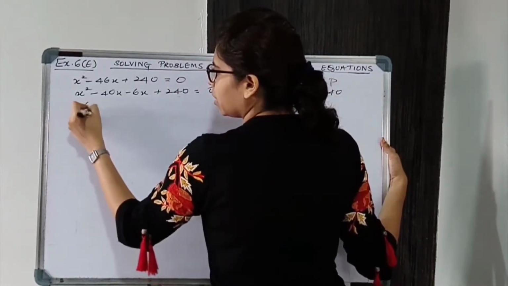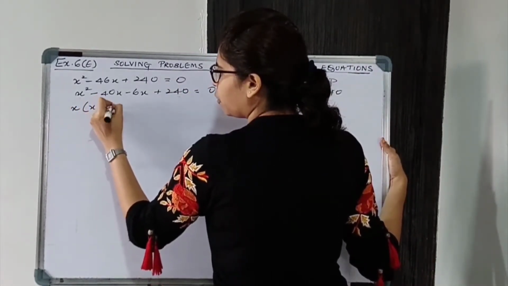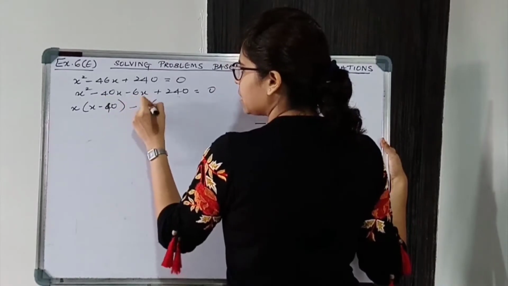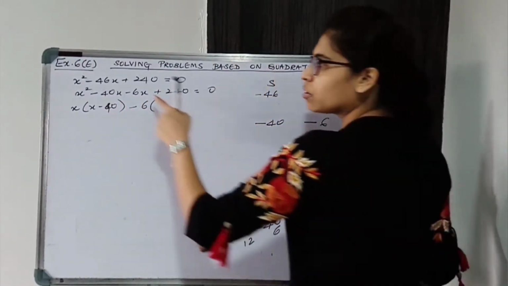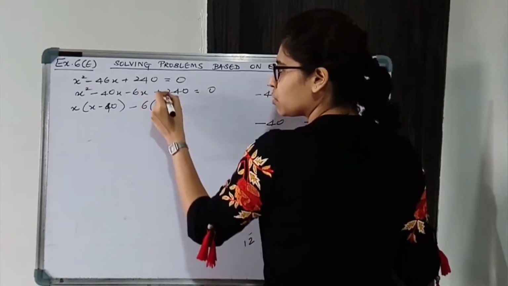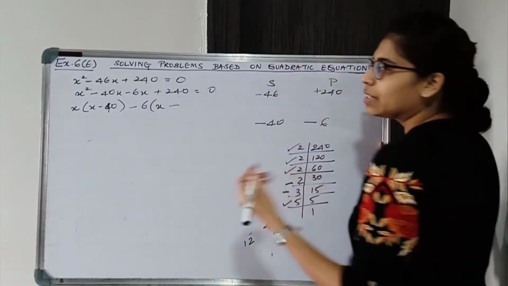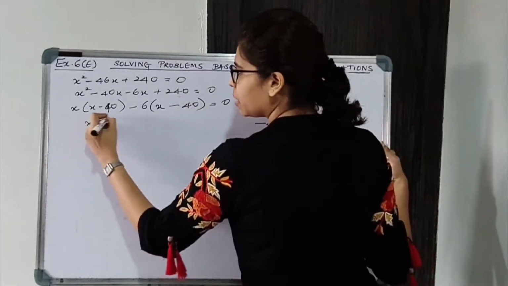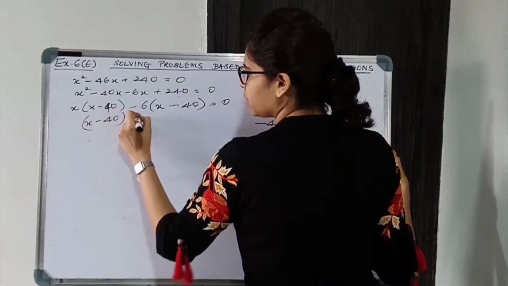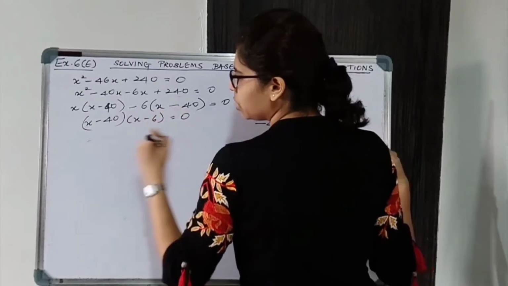So taking x common, x minus 40, taking minus 6 common. So signs will change. This was negative, this becomes positive. This was positive, this becomes negative. 6 into 40 gives 240. So x minus 40 into x minus 6 is equal to 0.